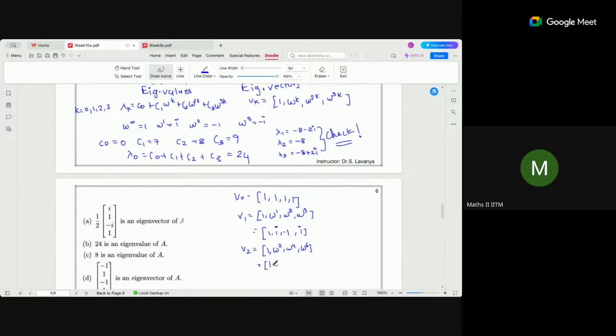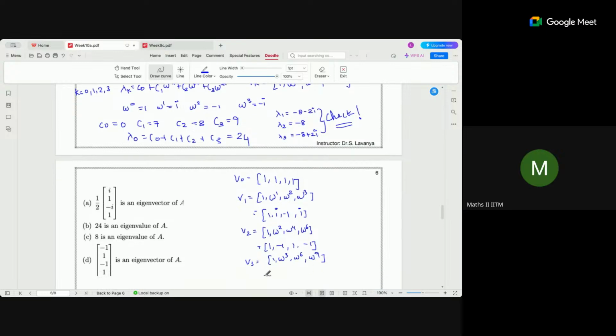So we have 1, minus 1, 1, again minus 1, and V3 is 1, omega power 3, omega power 6 and omega power 9. So it means you have 1, minus I, minus 1, and here omega, which is I. So these are the eigenvectors. So now this one can correspond to which one? Can you write this as multiple of any one of these vectors?